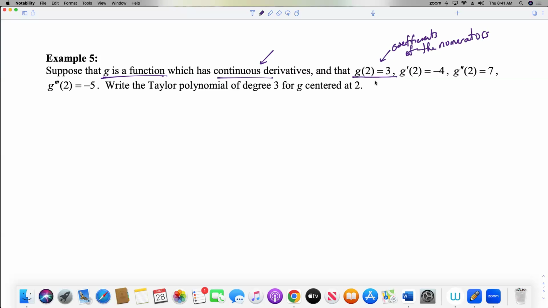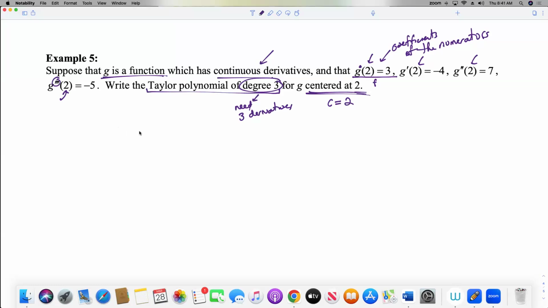Here is the coefficient for g of 2, g prime of 2, g double prime of 2, g triple prime of 2. So what does this tell you? Why is that 2 everywhere? That's because that is the center. So this is a Taylor polynomial centered at 2, and they want us to find the 3rd degree, which means we need 3 derivatives. And that's why they gave us 3 derivatives. So we just have to write the polynomial.